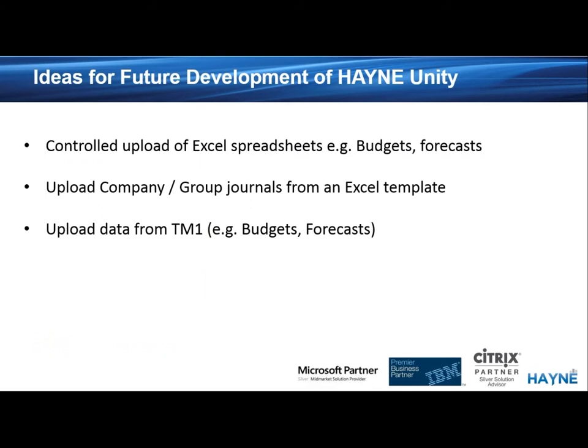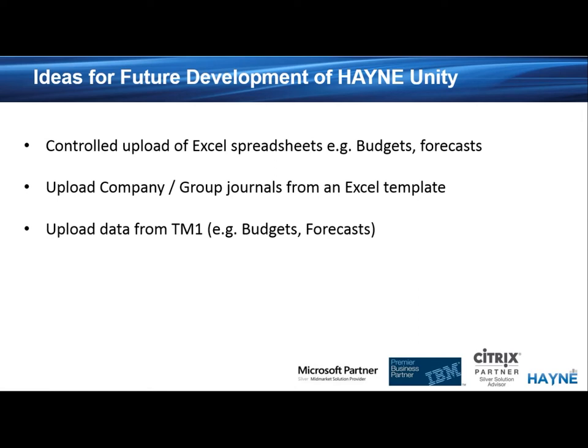Just some future development ideas around Hayne Unity. There are several other processes which we know are quite inefficient and which we'd like to cover within a future product. First, controlled upload of Excel spreadsheets, budgets and forecasts. A lot of our customers will be using the FXVal capability. As we know, at the moment this doesn't produce an audit trail, so we're looking at something which will give us an audit trail and automate that process.